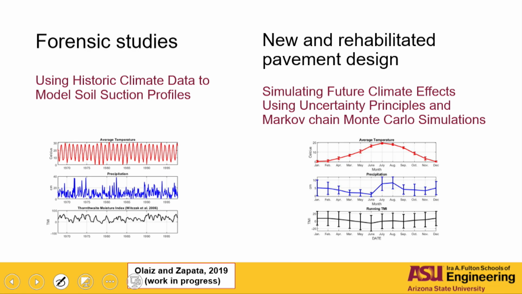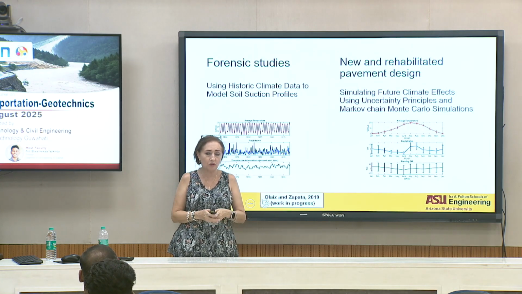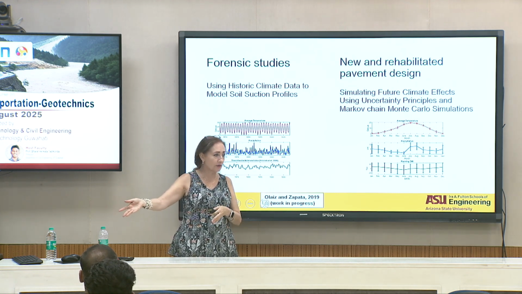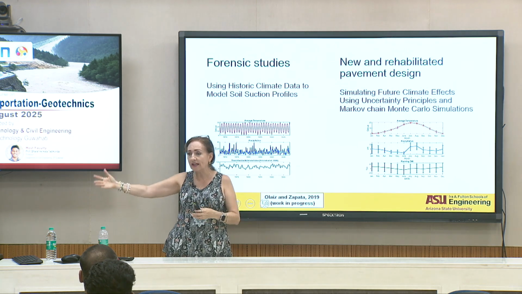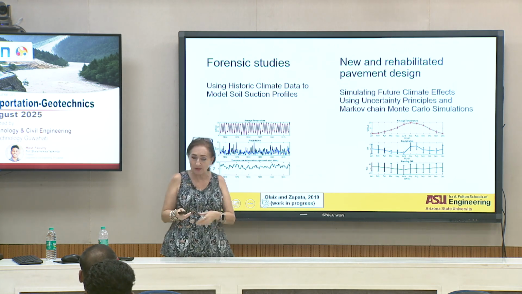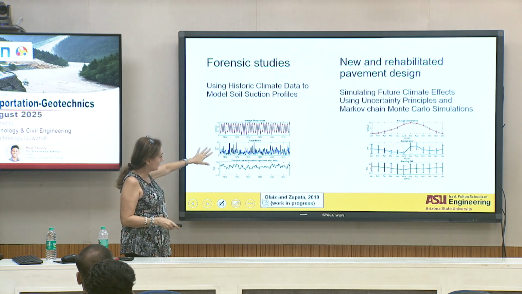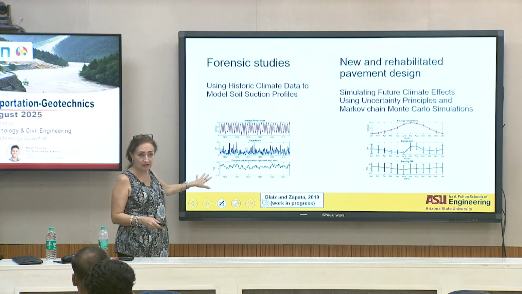And this one is important because when you have forensic studies, you're going to be called and told, okay, I need to figure out what's going on in this road. Why is that, right? And you're going to analyze what happened in that period of time. So we collected average temperature for the month, precipitation, and we calculated a Thornthwaite moisture index, right?